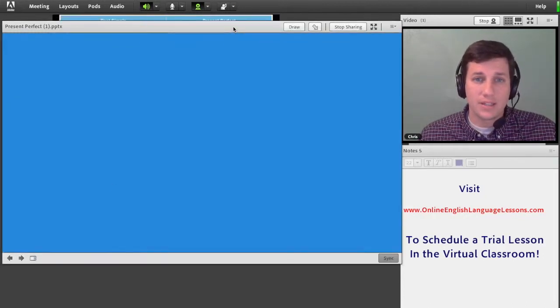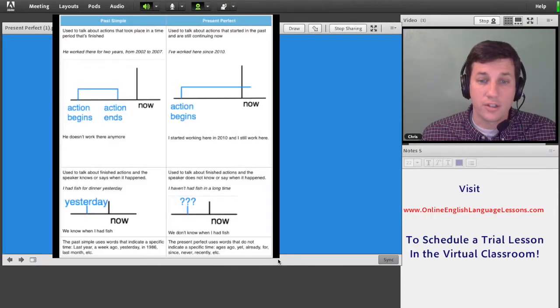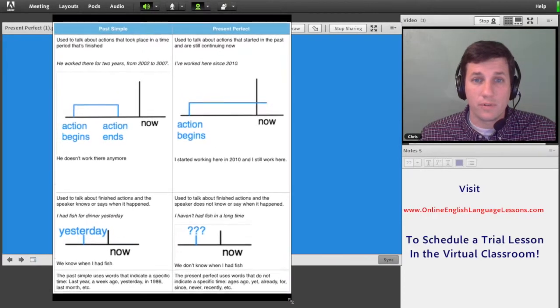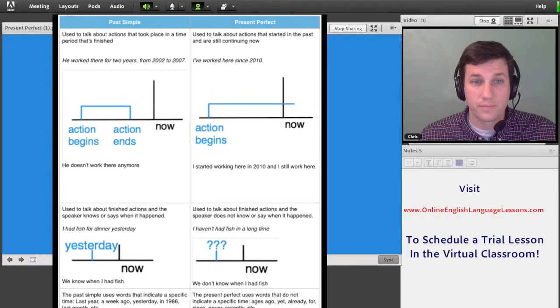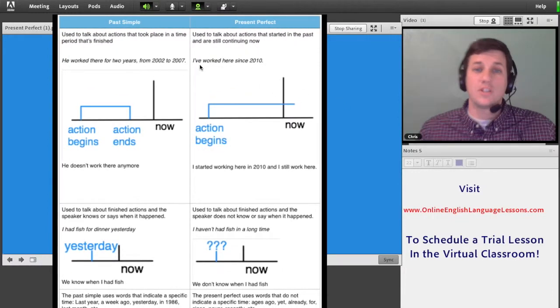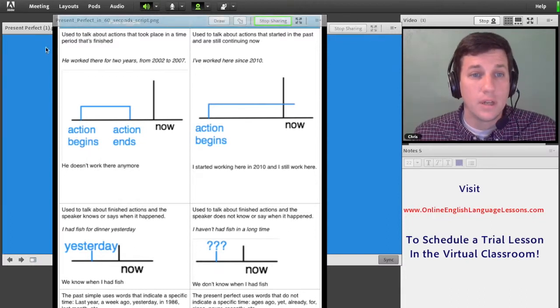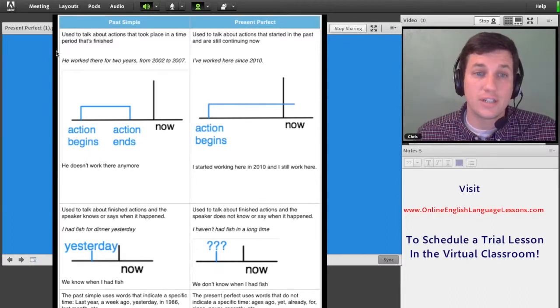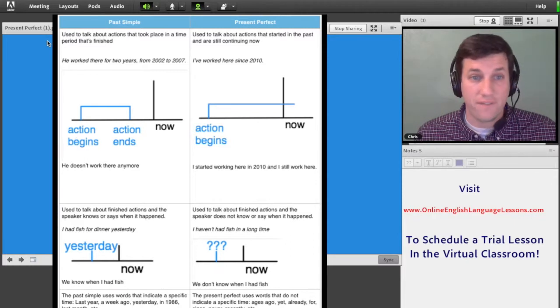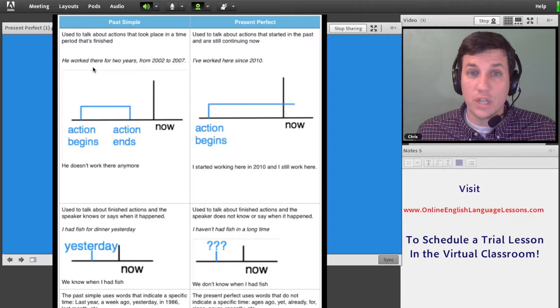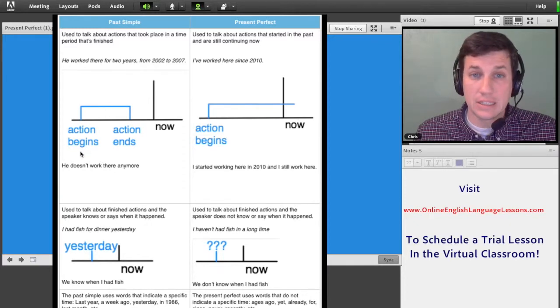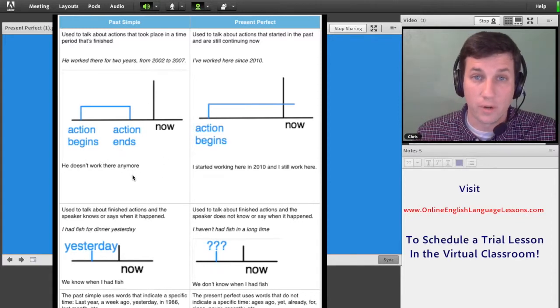So now I want us to take a look at a chart comparing the 2 tenses. It might be helpful to set your screen to full screen so you can see this more clearly. Okay, so just as we were saying, the past simple is used to talk about actions that took place in a time period that's finished. There's no connection to now. He worked there for 2 years, from 2002 to 2004. The action begins in 2002, it ends in 2004, it's over. He doesn't work there anymore.